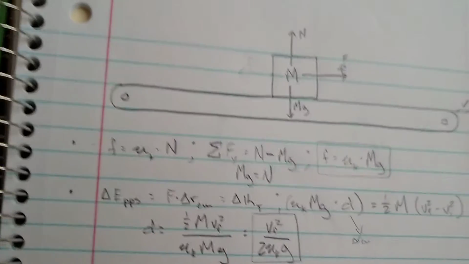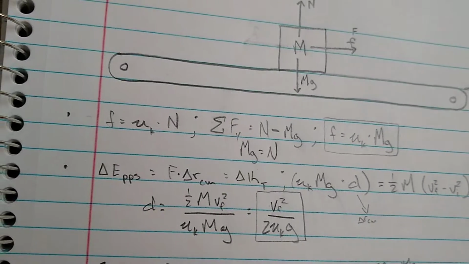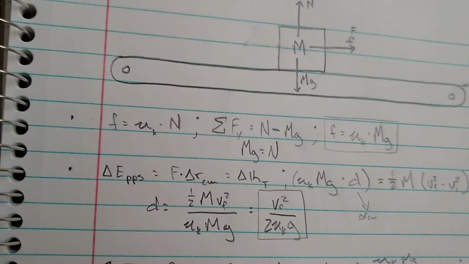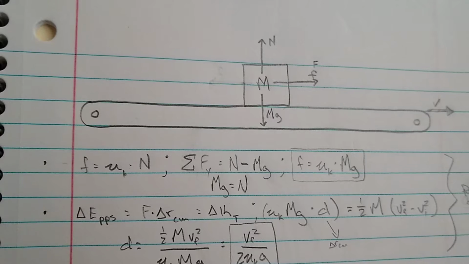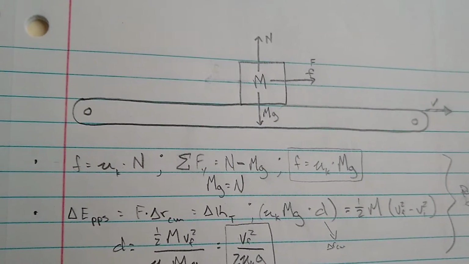Oh, wait a minute, that's for the next part. Okay, anyways, it wants to know the speed. So if we find our equation, mu times the normal force, and set that equal to the frictional force, it's a good start.